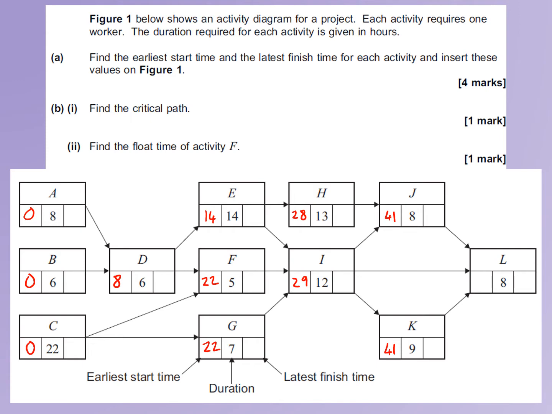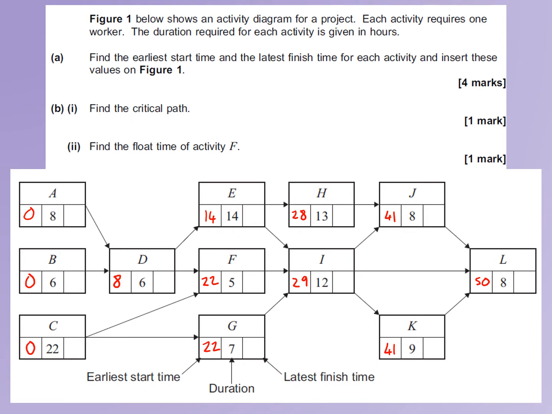And finally, L has three immediate predecessors. So if we add together those, we've got 41 plus 8 for J, 29 plus 12 for I, and 41 plus 9 for K. So the 41 plus 9 gives us the highest number. So we can have an early start time of 50 for L. We've now completed the forwards pass, so we've got the earliest start times.